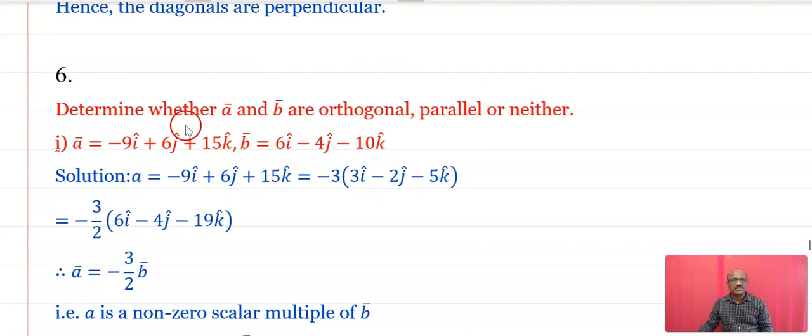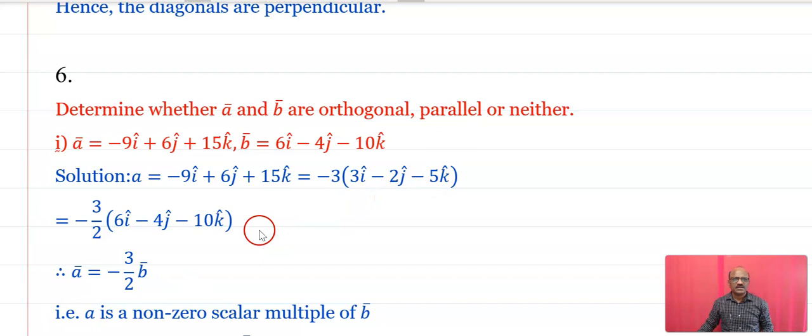Next problem: determine whether A bar, B bar are orthogonal, parallel or neither. Now here A bar is equal to minus 9i cap plus 6j cap plus 15k cap. B bar is equal to 6i cap minus 4j cap minus 10k cap. Taking minus 3 as common, in the bracket you will get minus 3 in bracket 3i cap minus 2j cap minus 5k cap. And multiplying numerator and denominator by 2, you will get 6i cap minus 4j cap minus 10k cap.